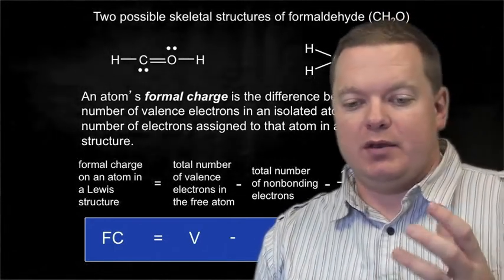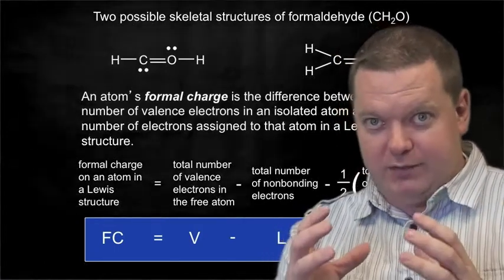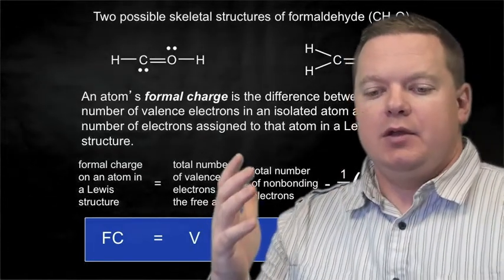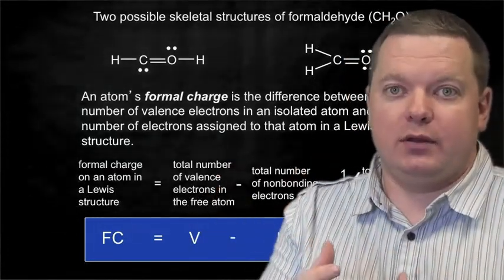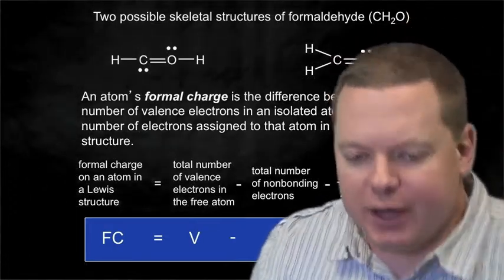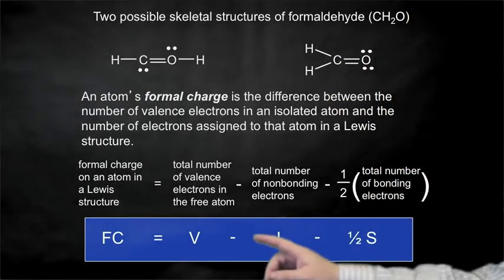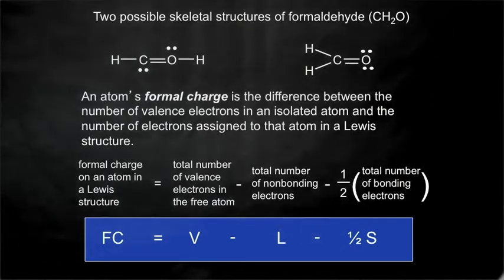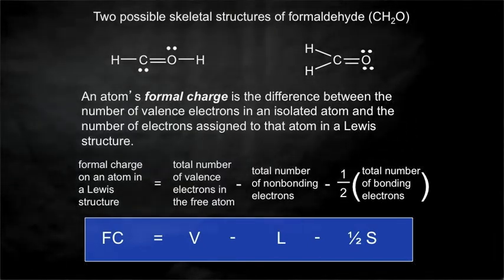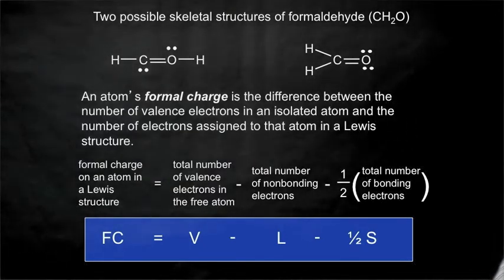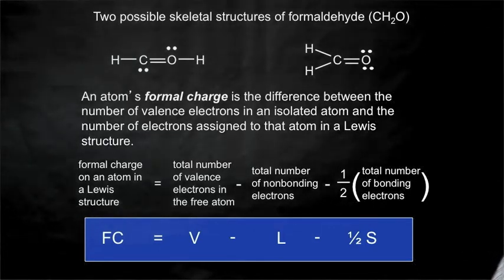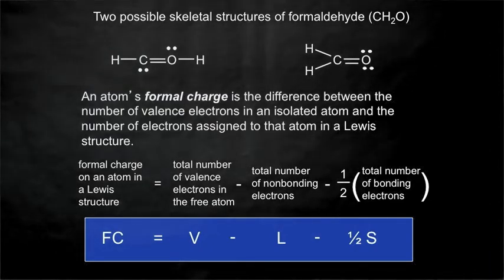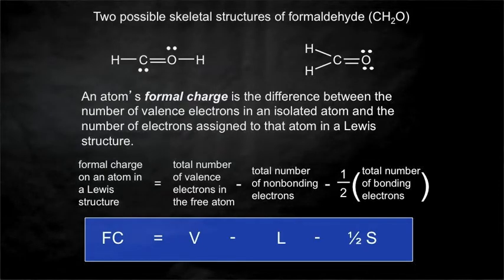which is the difference between the number of valence electrons from that individual atom when it's by itself minus the electrons that are assigned to it in this structure. So you can see here that in words, the formal charge of an atom is going to be the total number of valence electrons in the free atom minus the total number of non-bonding electrons minus 1/2 of the number of electrons that are being shared or bonded. So we can abbreviate that: the formal charge is equal to the valence minus the lone pair minus 1/2 of the shared electrons.